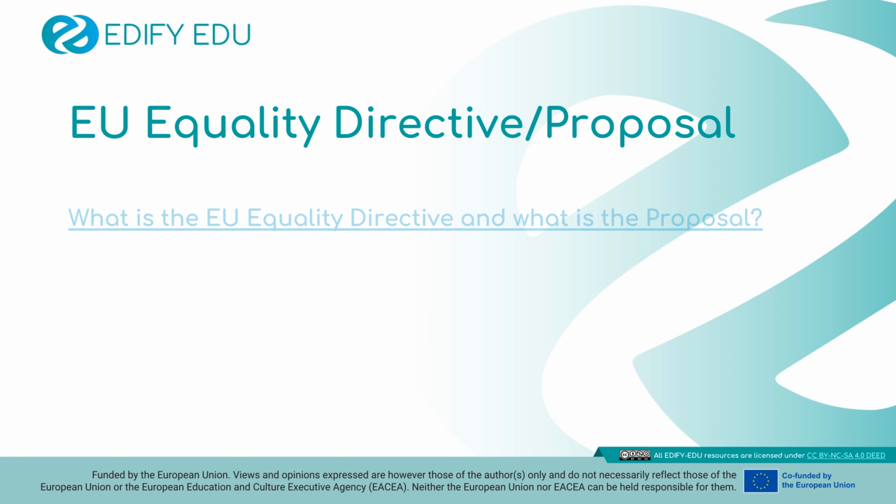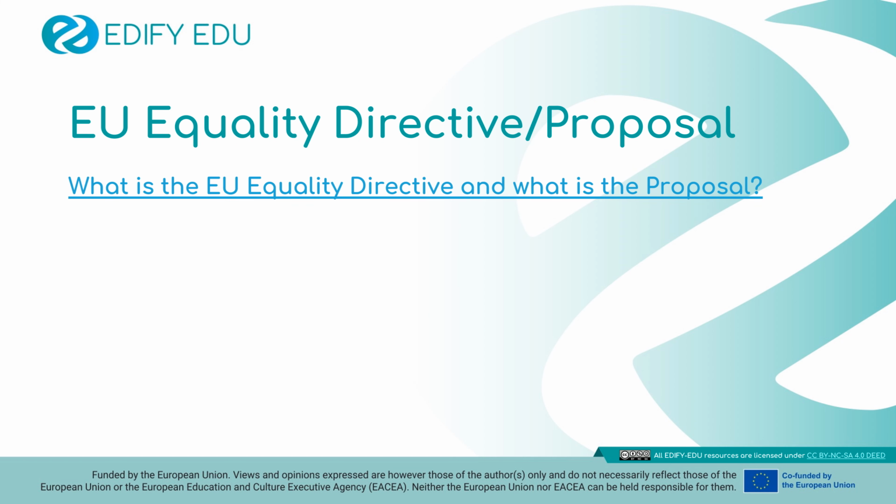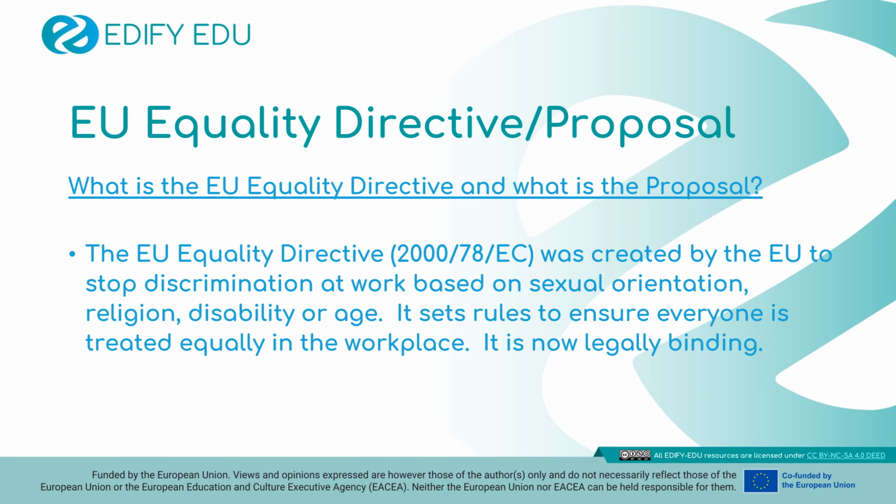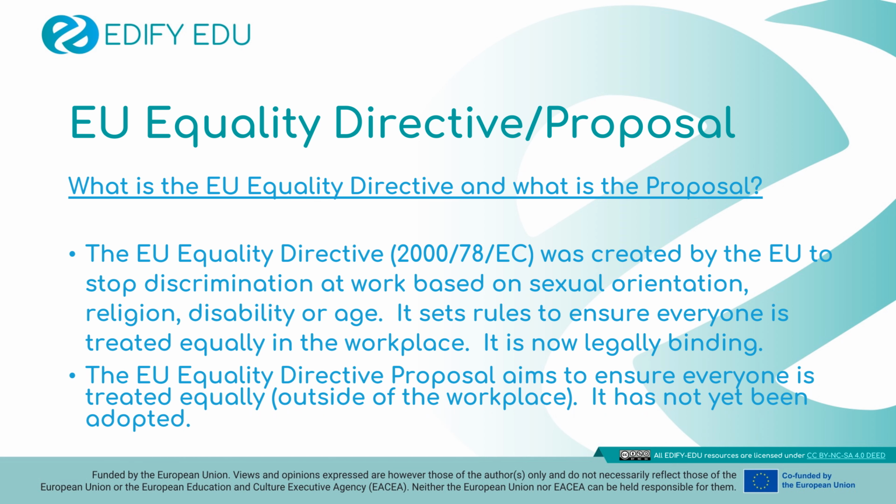What is the EU Equality Directive and what is the proposal? The EU Equality Directive, 2000/78/EC, was created by the EU to stop discrimination at work based on sexual orientation, religion, disability, or age. It sets rules to ensure everyone is treated equally in the workplace. It is now legally binding. The EU Equality Directive proposal aims to ensure everyone is treated equally outside of the workplace. It has not yet been adopted.